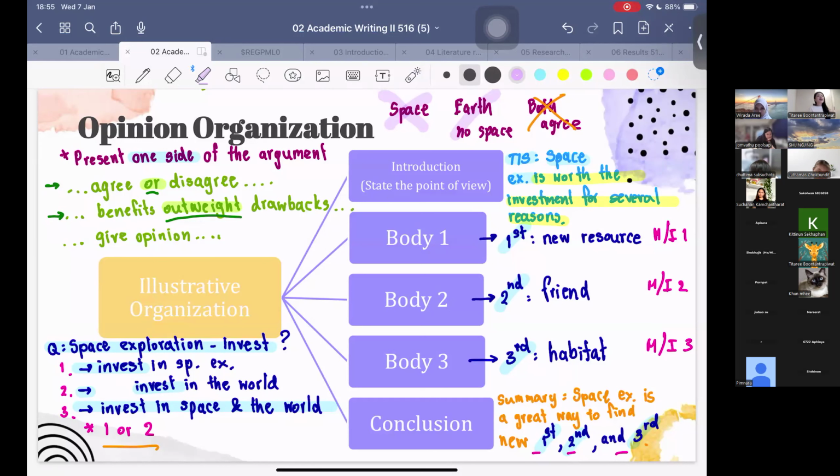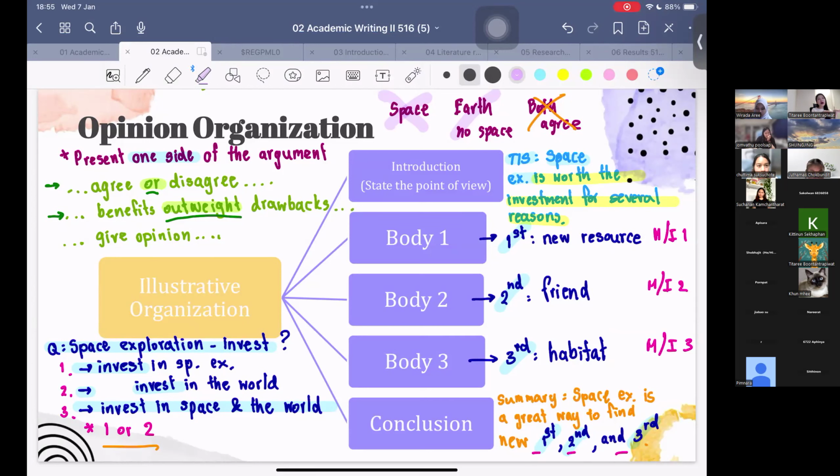So the reason that I use here is new resource. We should do space exploration in order to gain new resource, friends, and habitat. New place to live, technically. So as you can see, how I divide it for illustrative organization is that technically you provide 1 reason per 1 body paragraph. So for each reason that I support space exploration.